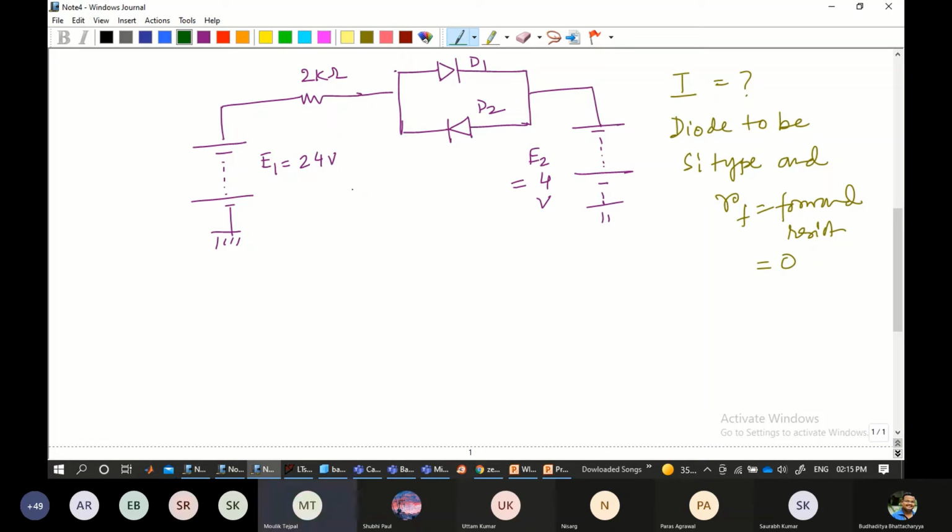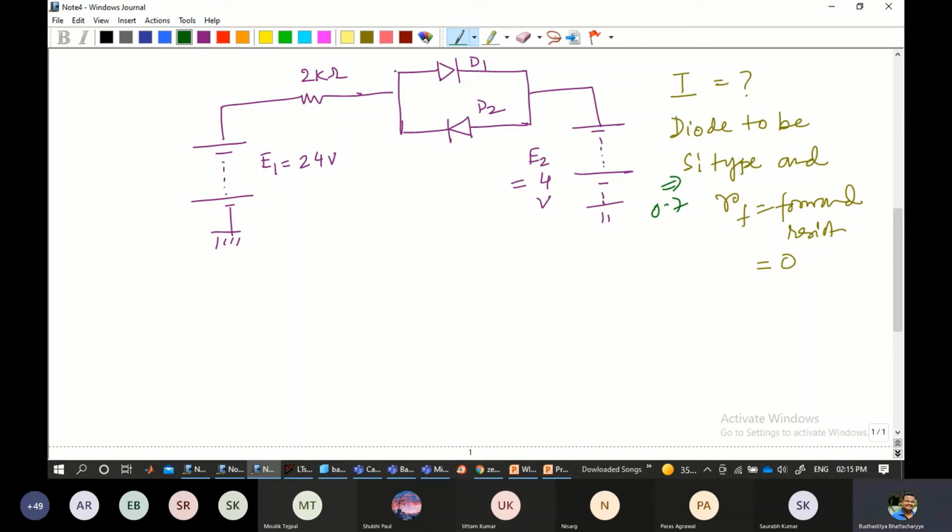The breakdown will be 0.7 only, or is it ideal? No, for silicon it is 0.7 only. Since there is a lack of time and I need to finish the other portion also, I'll just let you know what exactly we are trying to do. In this case also, you can observe that D1 is in a forward biased condition, whereas D2 is in a reverse bias condition.